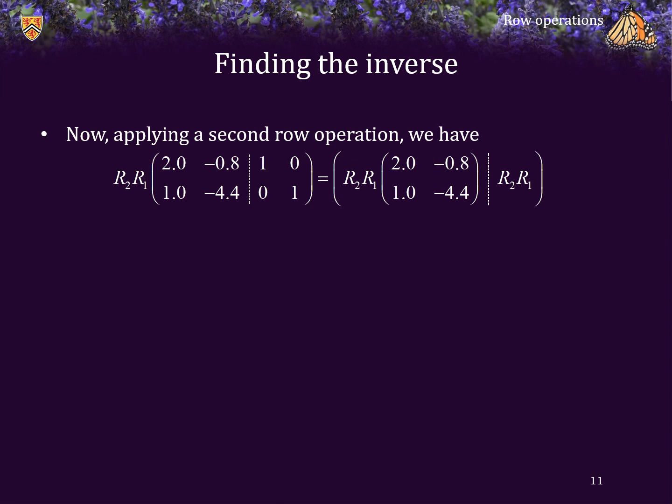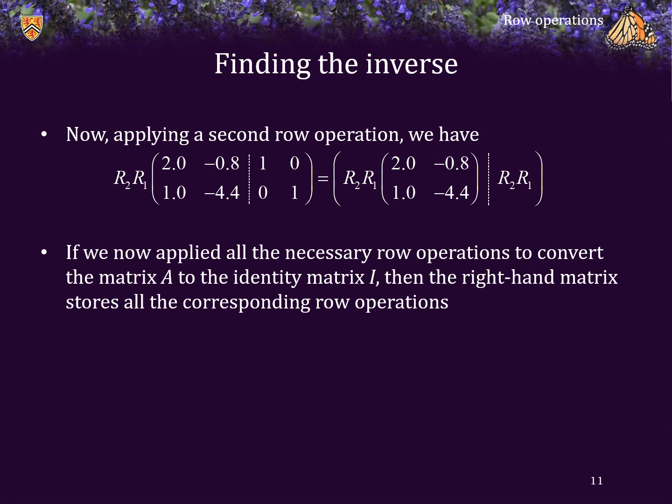With a little thought, you will see that if we applied 2 row operations on this matrix, then that would have the same effect of applying those 2 row operations onto the original square matrix on the left of the augmentation, and on the right of the augmentation we would simply have the product of those 2 row operation matrices. Thus, if we now apply all the necessary row operations to convert the matrix on the left of the augmentation into the identity matrix I, then the right-hand matrix is actually going to store the product of all the corresponding row operations. That is, the right-hand side is going to be the inverse of the matrix.